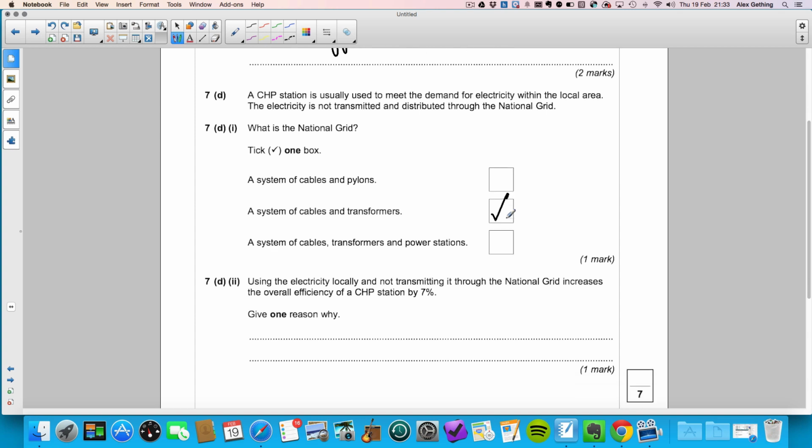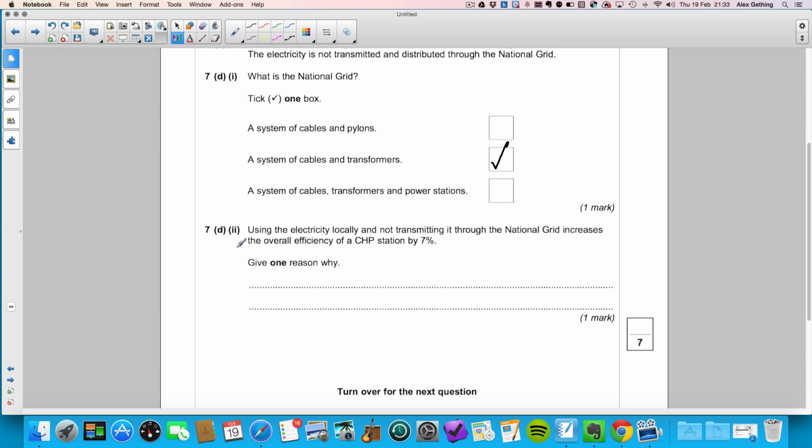Okay. D part 2, using the electricity locally and not transmitting through the national grid increases the overall efficiency of a combined heat and power station by 7%. Give one reason why. And it's quite simply, there's going to be less wasted energy in the shorter cables, for only transporting or transferring that energy a very short distance. We're not going to lose a lot of it.